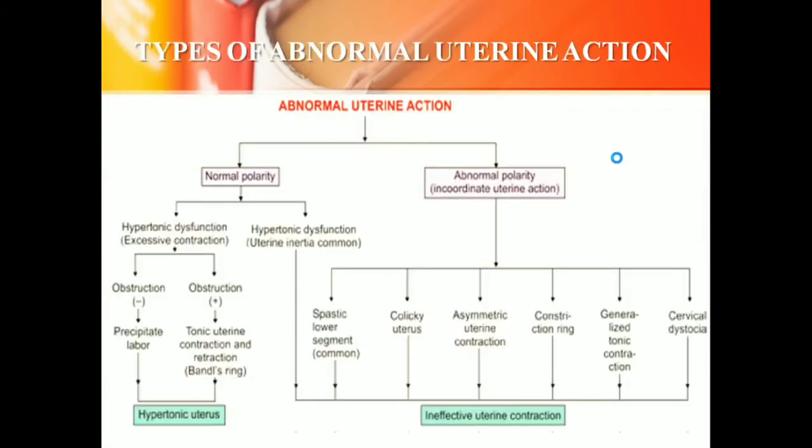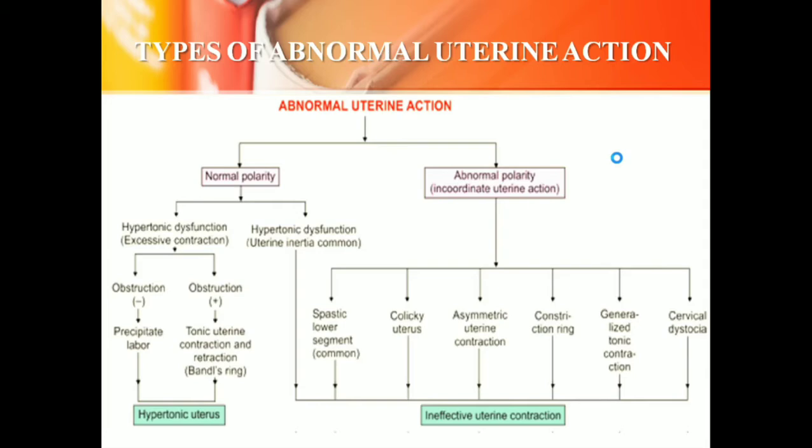Then there are the types of abnormal uterine action. It is further divided into normal polarity or abnormal polarity. Normal polarity is further divided into hypertonic dysfunction and hypotonic dysfunction. Here is a little misprinting: that is hypotonic dysfunction, under which is uterine inertia. We'll discuss hypertonic dysfunction. In this, there is excessive contraction. If there is obstruction, then it is further divided as tonic uterine contraction and retraction.